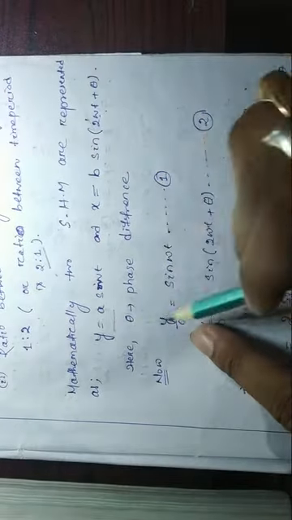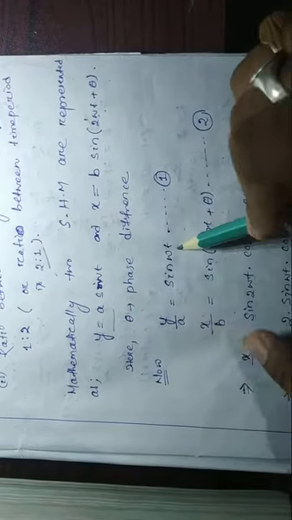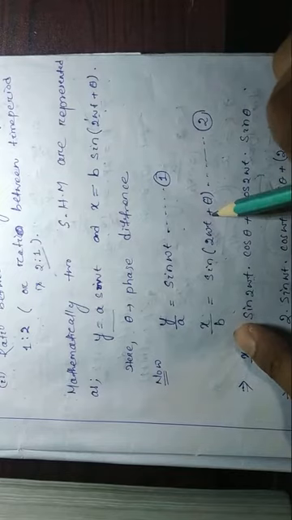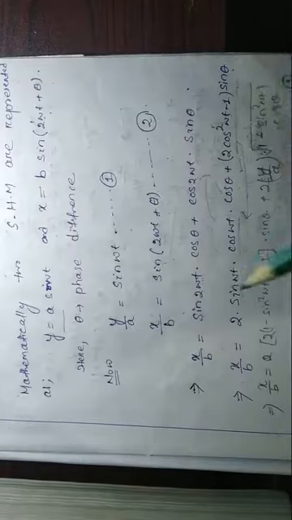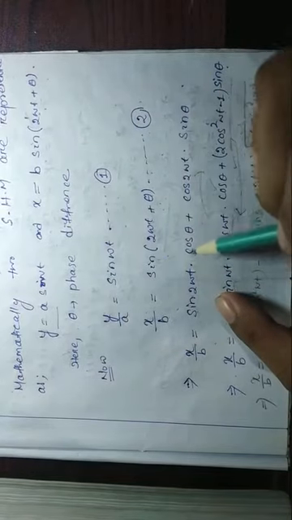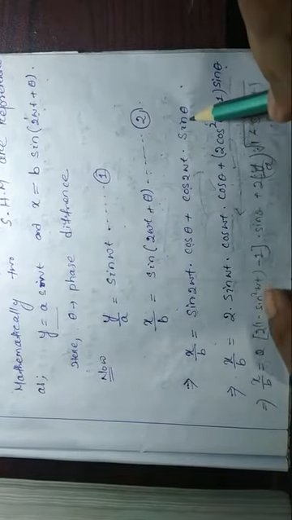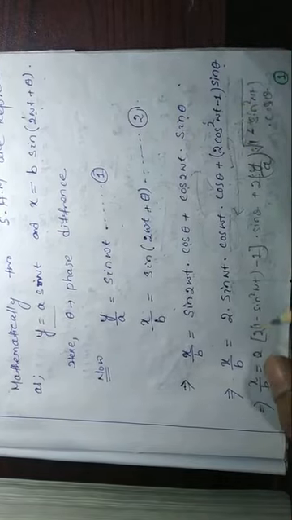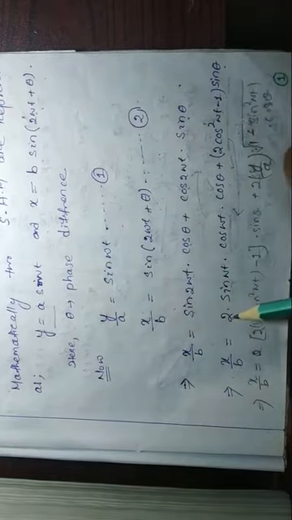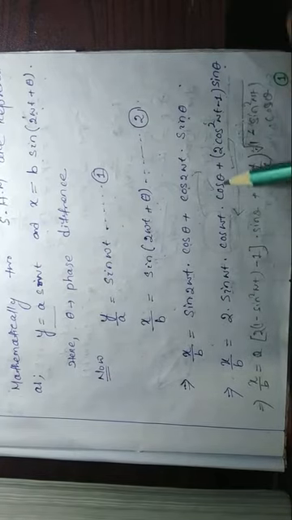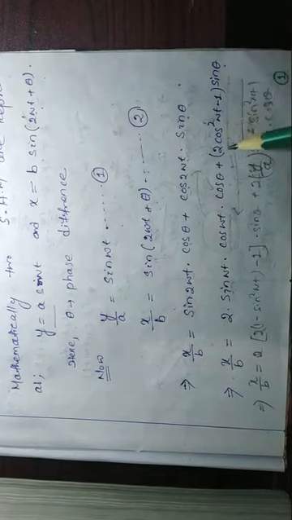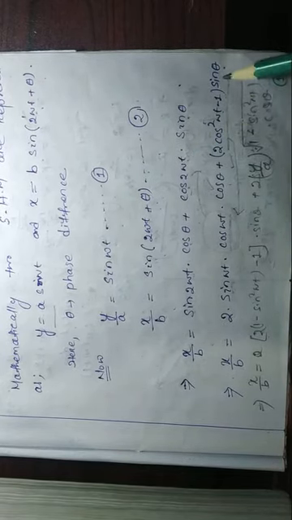From the first equation we can find y by a is equal to sin omega t. From the second equation we get x by b equals sin(2 omega t plus theta). Now taking x by b, this will be sin(a plus b), which is sin a cos b plus cos a sin b in the format. Then, using the sin 2a formula, I have put 2 sin omega t cos omega t into cos theta. And the cos 2 omega t formula is 2 cos squared omega t minus 1, into sin theta.